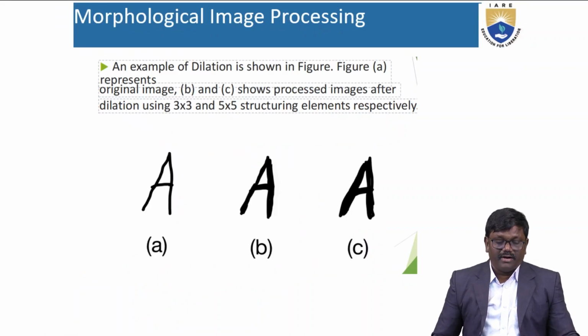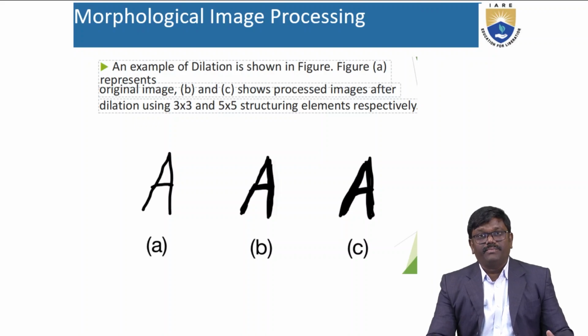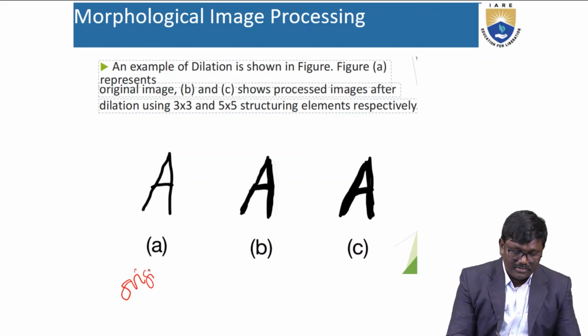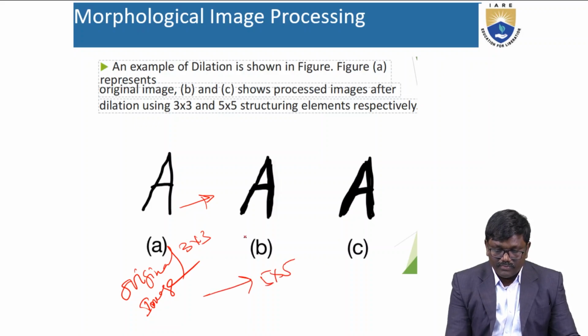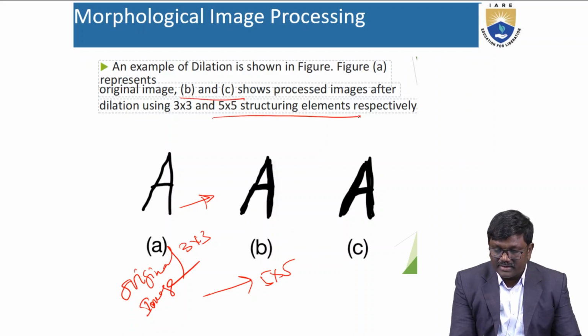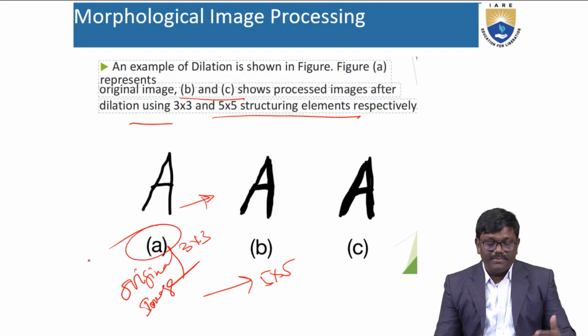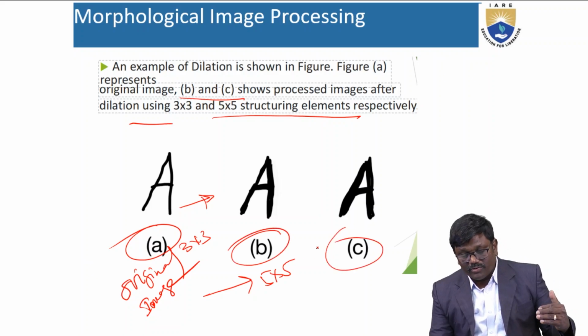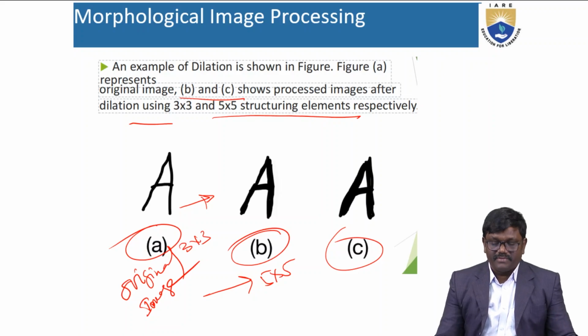Similarly, under the dilation operation in morphological image processing, we concentrate on the same example. This is the original image. From this, we considered 3 by 3 and 5 by 5. So B and C are the structuring elements respectively. 3 by 3 is taken as the input image. The original image is the A part of the figure, and B and C are the images processed after dilation using 3 by 3 and 5 by 5 structuring elements respectively.